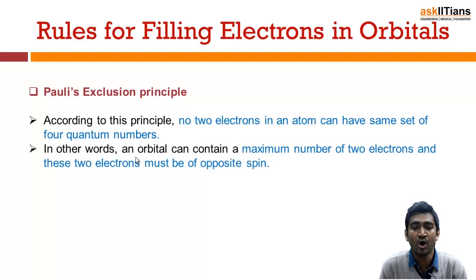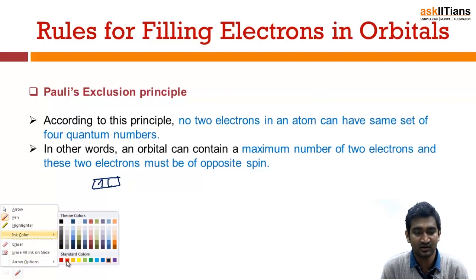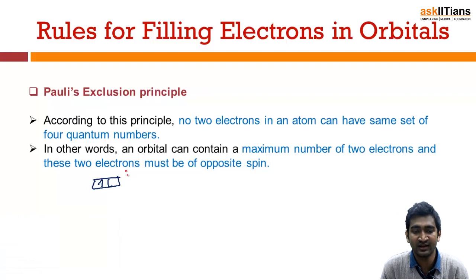In other words, an orbital can contain a maximum of 2 electrons, and these 2 electrons must be of opposite spin. The same thing, for example, if I draw this orbital, suppose the value of n for this is say 2, l is equal to 1, m is equal to say -1.